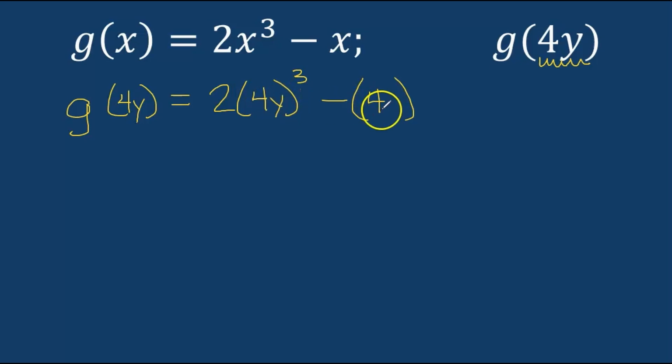What do each of these parts mean? So the g of 4y just gets copied down because it's just telling us what we did to this function. We plugged in 4y. And we're going to look at each part on its own.